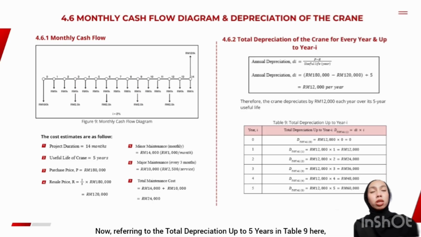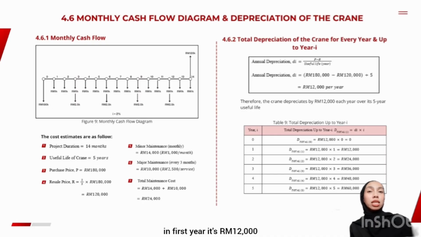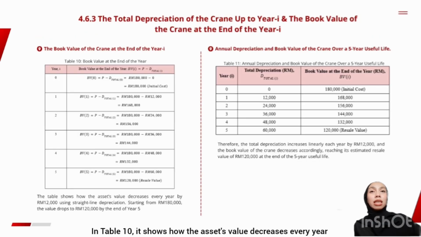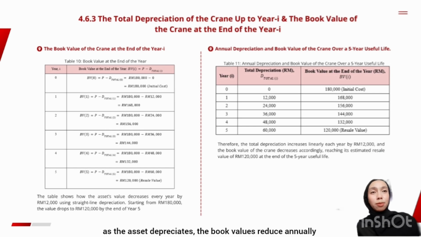Now referring to the total depreciation up to 5 years in table 9, the first year is 12,000 ringgit, the second year becomes 24,000 ringgit, the third year 36,000 ringgit, and by the fifth year total depreciation reaches 60,000 ringgit. Table 10 shows how the asset value decreases every year by 12,000 ringgit using straight line depreciation. By using the book value formula, as the asset depreciates, the book value reduces annually.